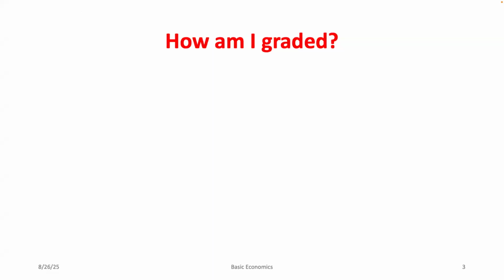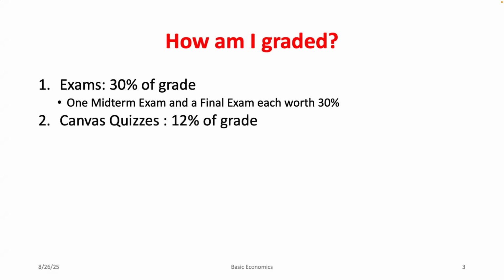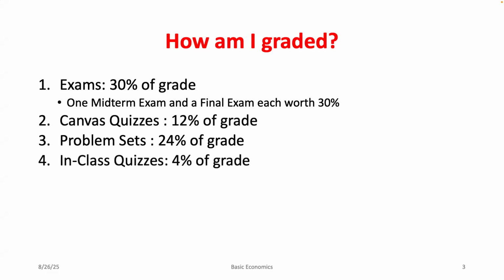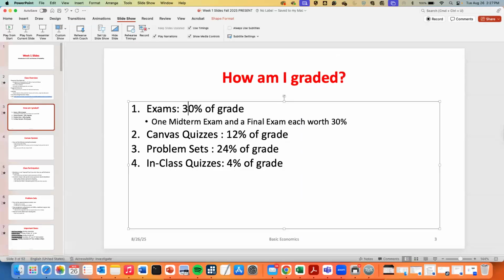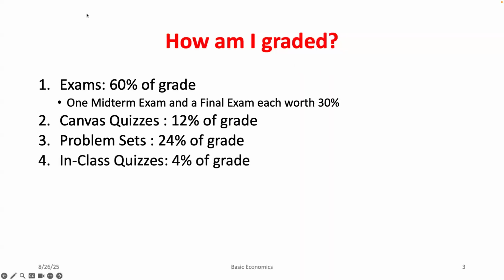So what do you care about? How do you get the grade that you want in this class? So how are you going to be graded? 30% of your grade is going to come from the midterm, 30% is going to come from the final, so a total of 60%. I probably should change this so it says 60%. I guess that's not quite clear now that I'm saying it out loud. It's 30% for each exam for a total of 60%.